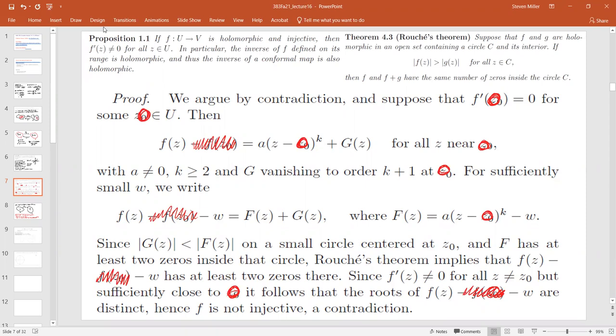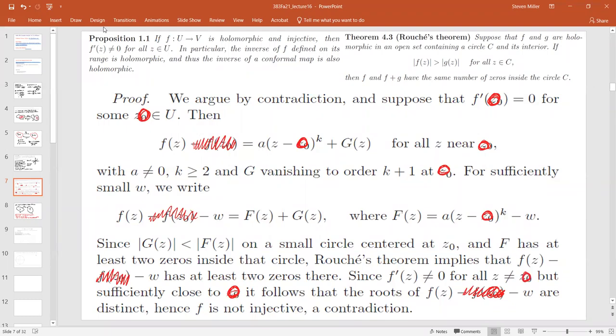You know, if I give you the function z to the 4th equals 0, it's a quadruple root at 0. So there's 4 z's that work, but they're all the same z. So for contradiction here, I have to show that there's 2 different z's that get sent to the same thing. And so by Rouché's theorem, we know that there's at least 2 zeros. Now, this is where it gets really dense. Since f prime of z is not equal to 0 for all z not equal to z naught but sufficiently close to 0, I guess the z naught should be a 0.